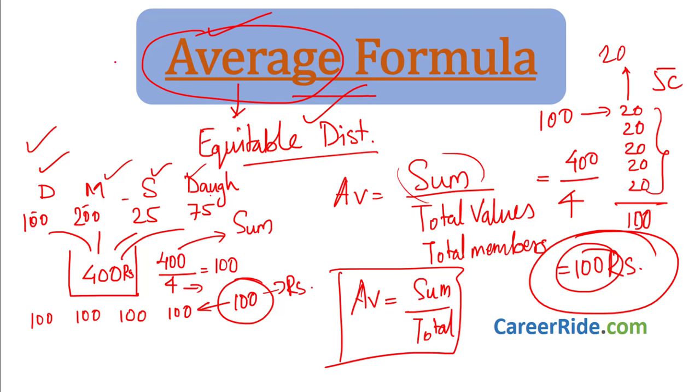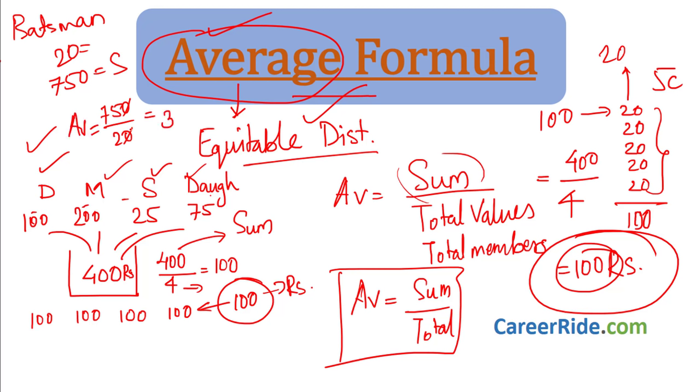Now say there's a batsman, he is playing, and he has played say 20 matches, and in each match he scored some runs, and the total amount of runs which he scored is say 750. So this sum is the addition of each match, that we already have, 750, and total number of matches we already have, 20. So what would be the average of the batsman? You'll do 750 divided by 20, 75 by 2, that is 37.5 runs per match. That becomes the average of the batsman.